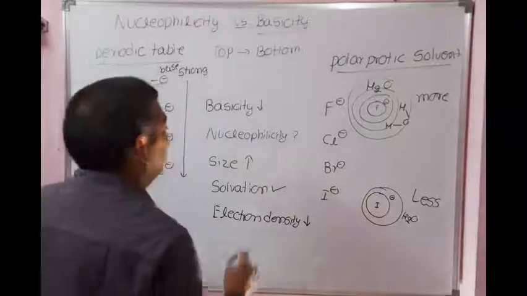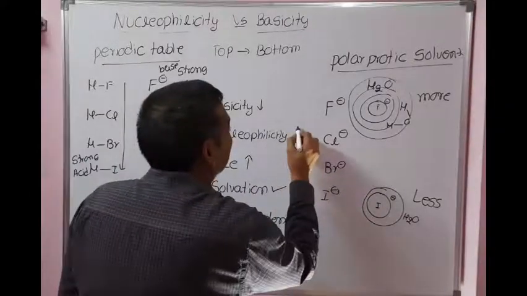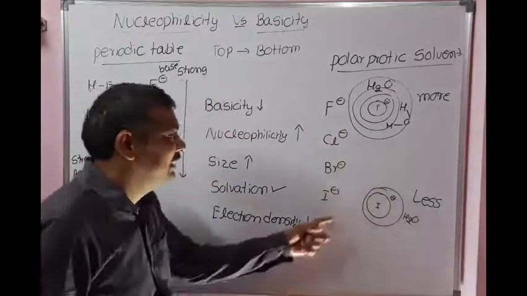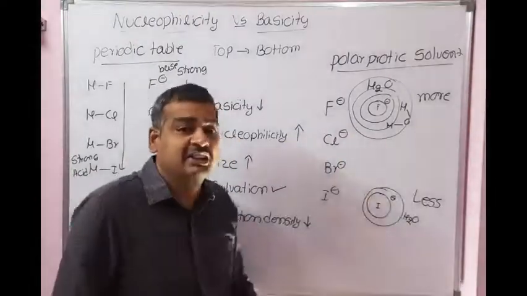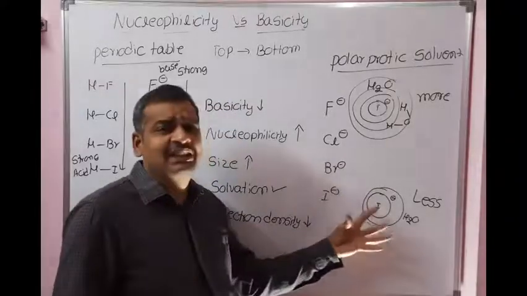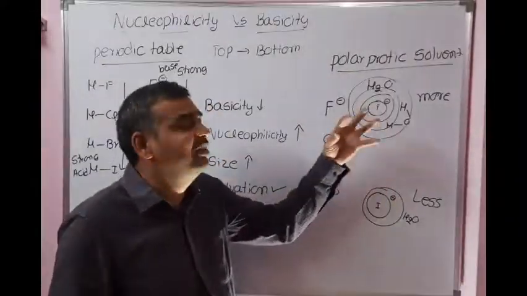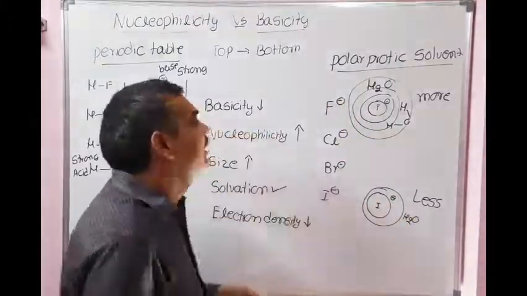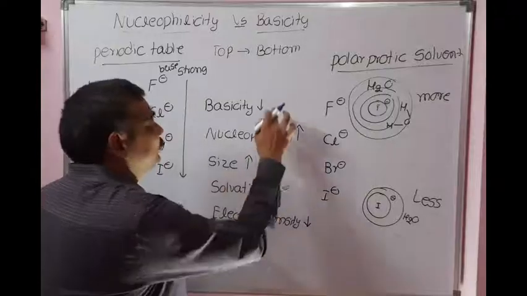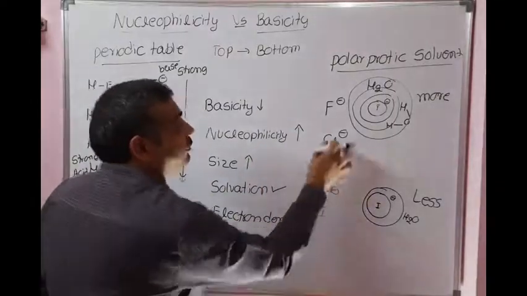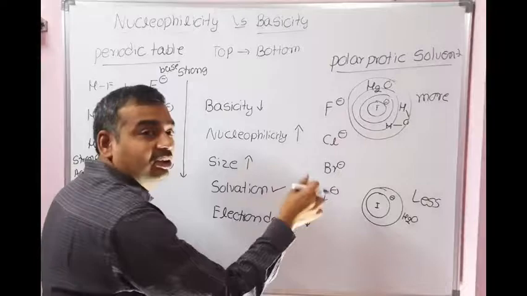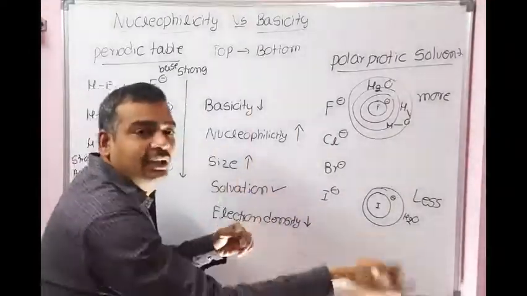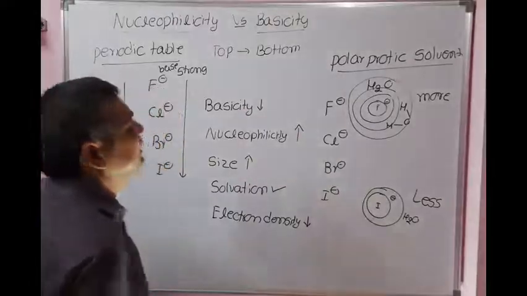Now tell me, what about nucleophilicity? From top to bottom, nucleophilicity will increase. It readily attacks the electron deficient atom. Why? Because after solvation, size is less. Whereas where after solvation size is more, there is less preference to attack the electron deficient atom. So from top to bottom, nucleophilicity increases. I minus is more nucleophilic than F minus, even though its size is more. Why? Because there are fewer water layers around it, so it readily attacks the electron deficient atom.